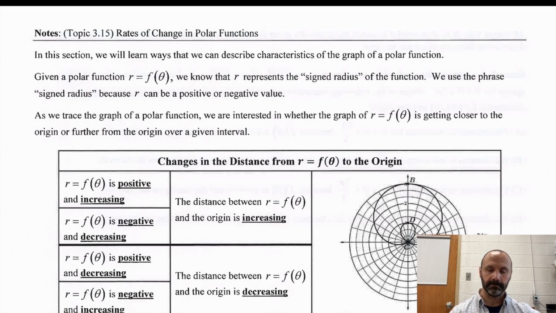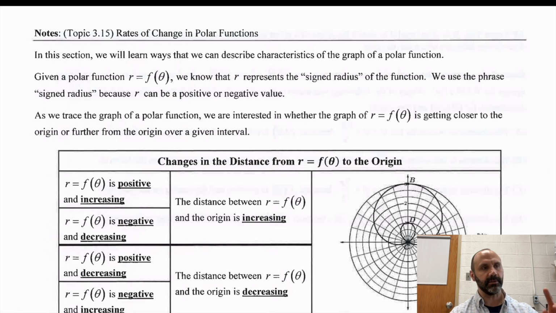And so if we have some type of function, some type of polar function, it's given the name a signed radius of the function because the r can be positive or negative, right? And we've seen that already in some of these functions where the r ends up going on the other side, right? It's like a negative radius. So on that angle, it just goes to the other side across the polar coordinates, etc.